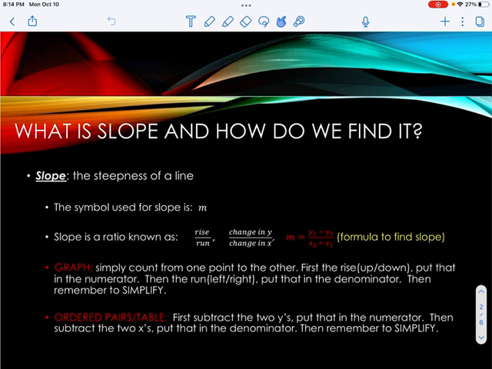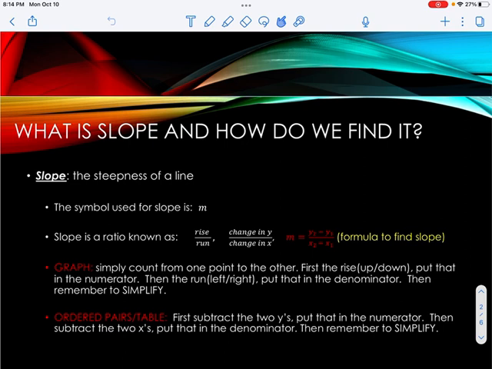The symbol we use for slope is a lowercase cursive m. And slope is simply a ratio. And that ratio is known in a couple different ways. One of those ways is what we like to refer to as rise over run.